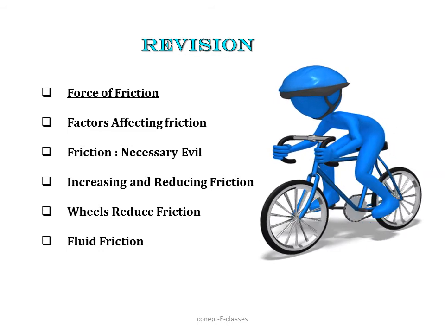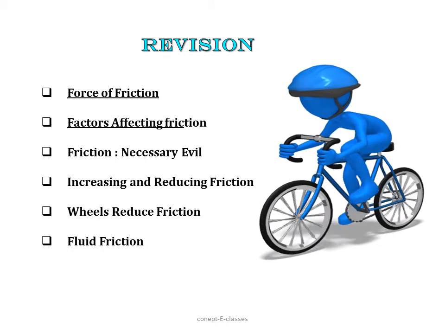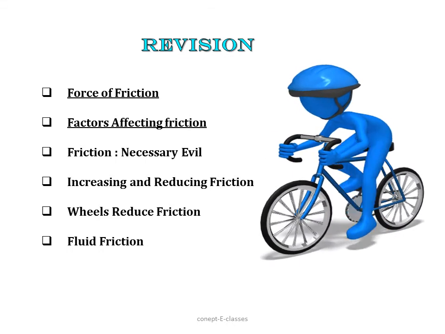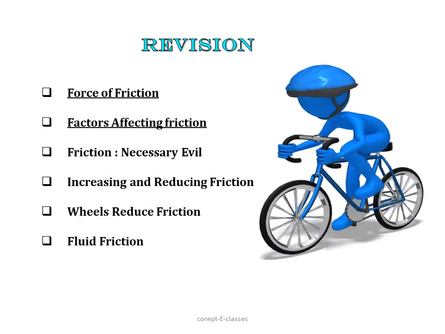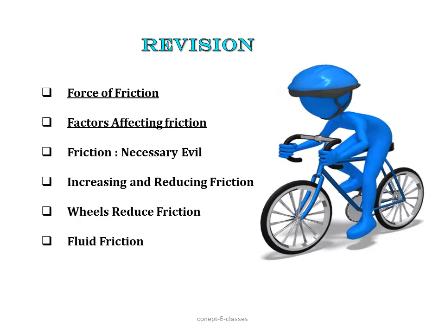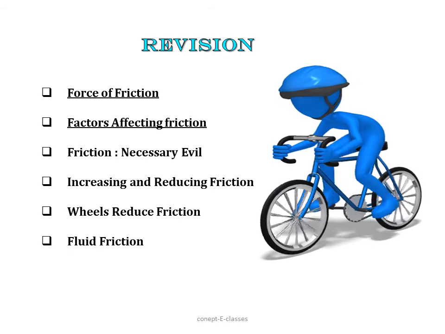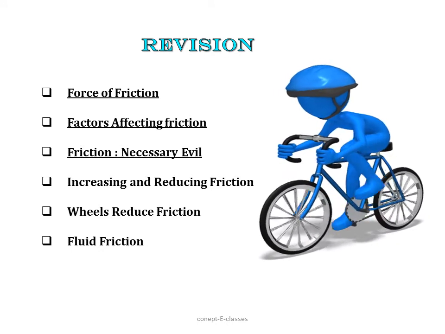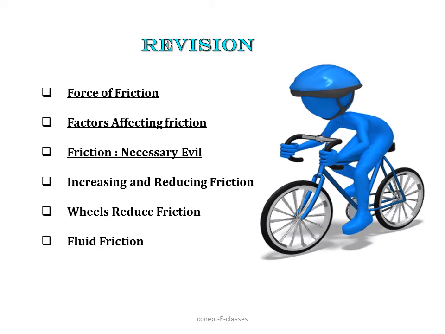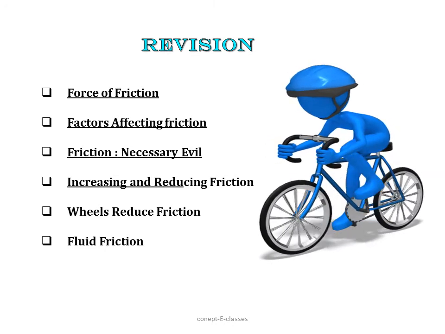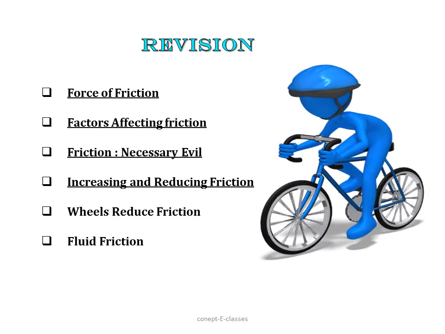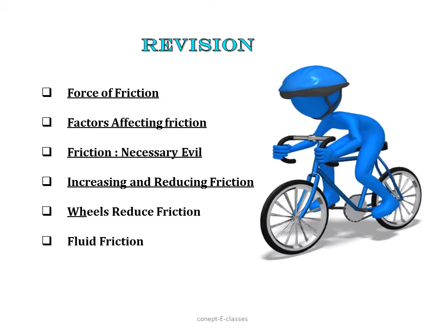It is a force which opposes the motion of an object. Then we saw what are the factors affecting friction. There were two factors. One was the nature of the surface, that is the irregularities between the surface, and the second one was the weight of the object on the surface. Then we saw friction a necessary evil, how friction is necessary to us as well as how friction is evil to us. Then we also studied about how we can increase and reduce friction.